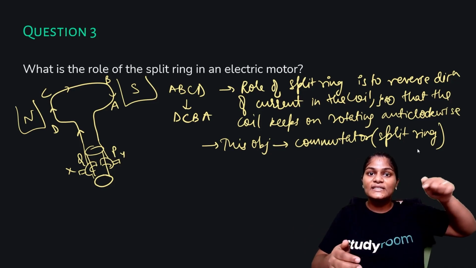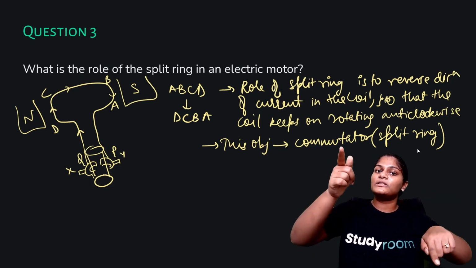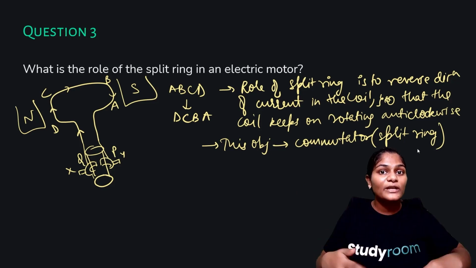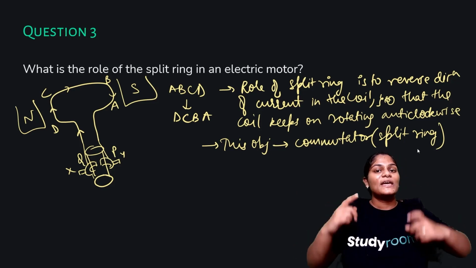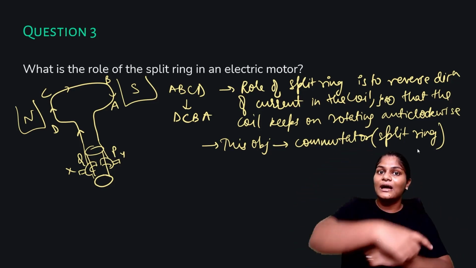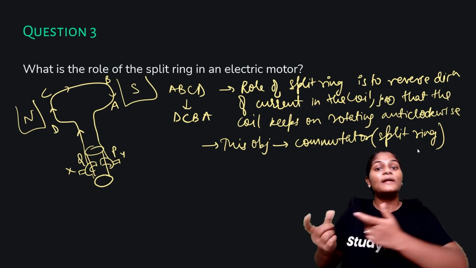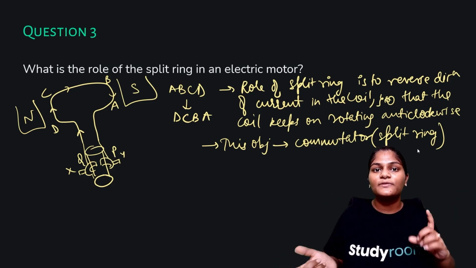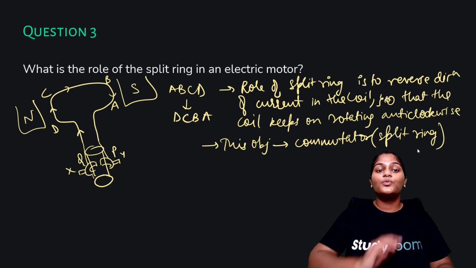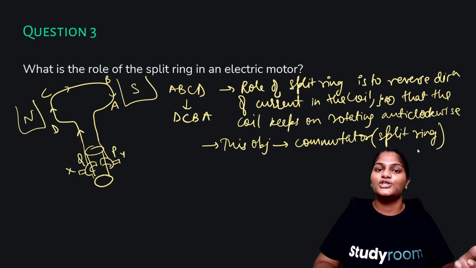So now it's DCBA. Again, CD experiences a downward force, AB experiences an upward force. Again, it goes back to its original position, ABCD. The coil goes back to its original position. So if the split ring Q didn't come in contact with X after the first rotation and P didn't come in contact with Y after the first rotation, then the direction of current would not be reversed and the motor would not work. So now I hope it is clear to you why we are saying that the split ring is actually responsible for reversing the direction of current in the coil.